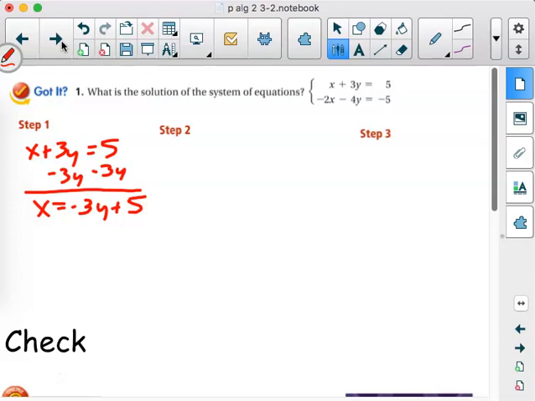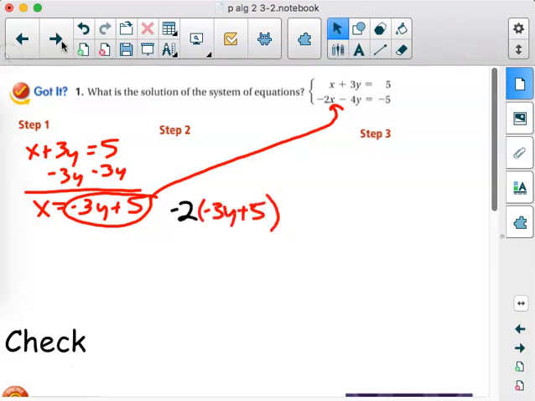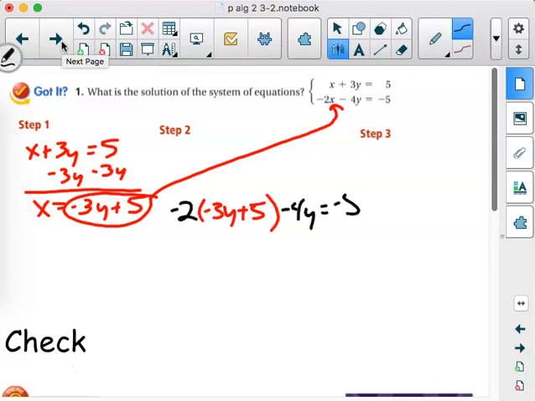And then we have to do the name of the process. Substitution. We have to substitute. So I just used the top equation to get this. That has to go in the bottom equation, because we have to use them both at the same time. So the bottom one says negative 2, and we just said x equals negative 3y plus 5, minus 4y equals negative 5. Again, now that's something we can do. We've done that before. That's not new math. So you go ahead and do yours out there. I'll do it up here, and let's see if we all end up in the same place.